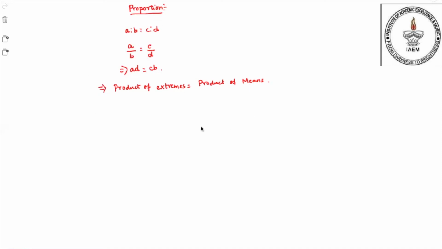Now, this is the basic principle of proportion. But we are also at times asked to find out certain terms like the fourth proportion, the third proportion, the mean proportion, the concept of continued proportion. So we will be seeing what are those terms. Firstly, if A is to B is proportional to C is to D, then D is called the fourth proportional term.